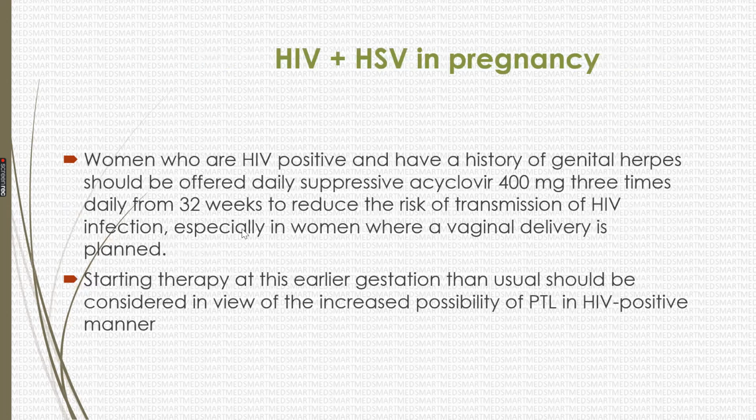HIV and HSV in pregnancy: women who are HIV positive and who have a history of genital herpes should be offered daily suppressive acyclovir 400 milligram three times daily from 32 weeks to reduce the risk of transmission of HIV infection, especially in women where a vaginal delivery is planned. Starting therapy at this early gestation should be considered in view of the increased possibility of preterm labor in HIV positive women.